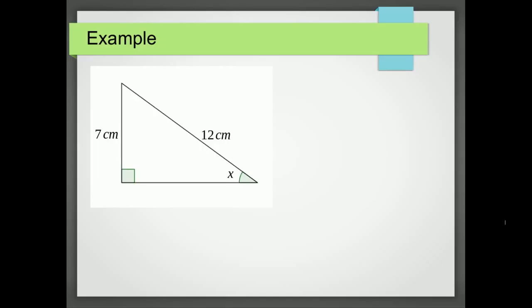Okay, so here's an example. So step 1, we label the sides that we know. So we know the hypotenuse and we know the opposite. The ratio that's associated with hypotenuse and opposite is sine. So that is sine of the angle equals the opposite over the hypotenuse. We then fill out that ratio. So we have sine of x equals 7 over 12.